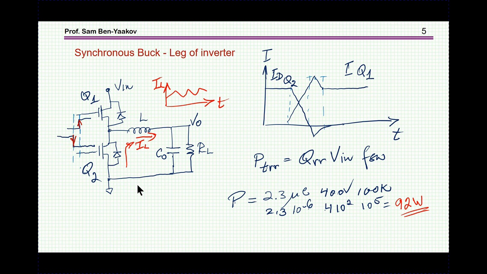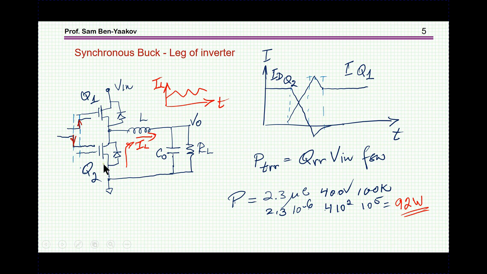So what is this issue of current, of power loss? As we understand now, there is a packet of charge which is moving from Vin through this diode while it is in the reverse direction. This is like a current flowing this way, and it's a loss.